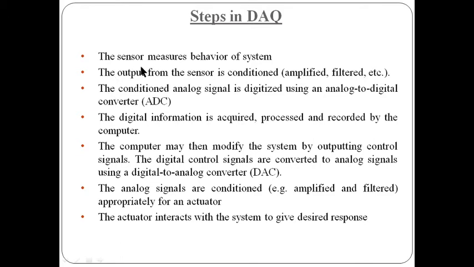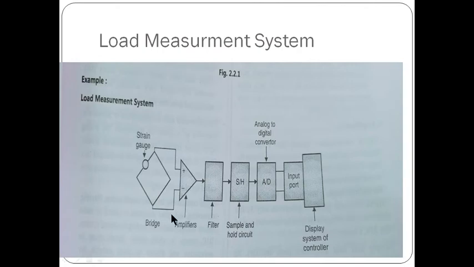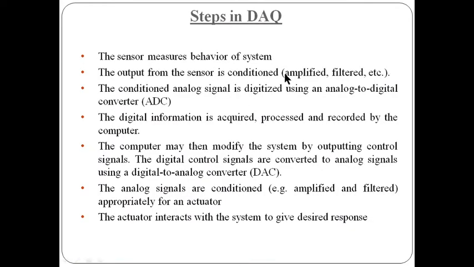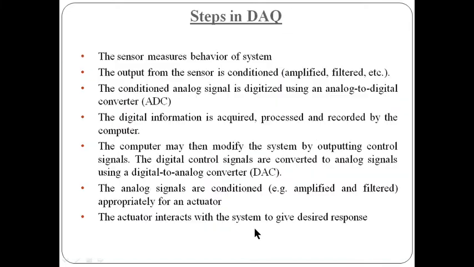The first step is the sensor measures the behavior of a system. Here you can see on this diagram, we are using this strain gauge as a sensor, which is measuring the behavior of the system, meaning the change in load applied to the system. The output from the sensor is conditioned. Here you can see the output of this strain gauge, which is working as a sensor, is conditioned. Conditioned means amplified, filtered, then converted to digital. The output from the sensor is conditioned: amplified, filtered, etc.